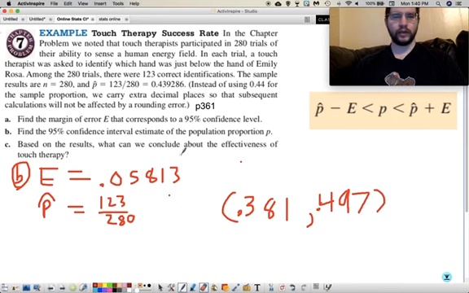Based on the results, what can we conclude about the effectiveness of touch therapy? Well, what do you think? So we are 95% confident that their success rate, if we grab 280 samples from different touch therapists, 95% of the time, we're going to capture that parameter. And it's going to be somewhere between 0.381 and 0.497, according to this.